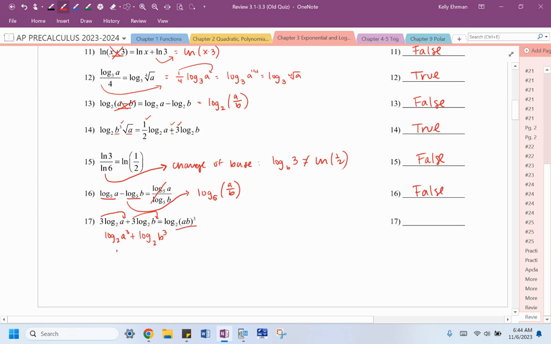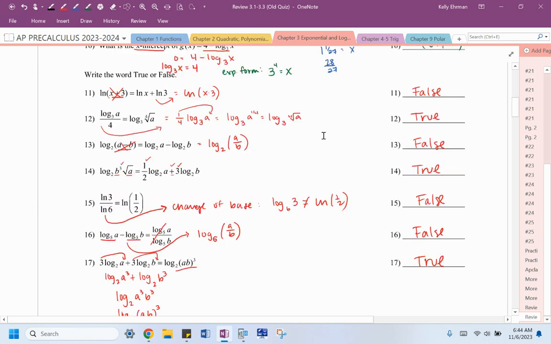And can we get it to look like that? Well, yeah, we would multiply those, A cubed, B cubed. And A cubed, B cubed is the same as A times B and then cube the whole thing. That's the same. So yeah, this is true.